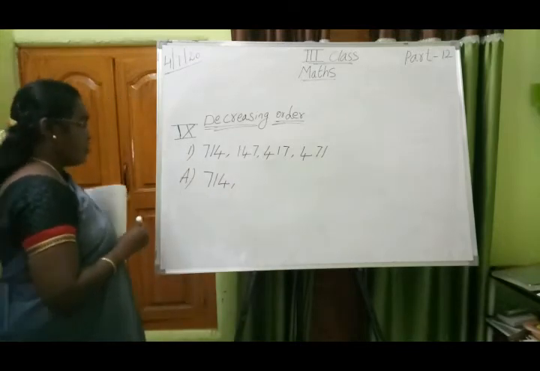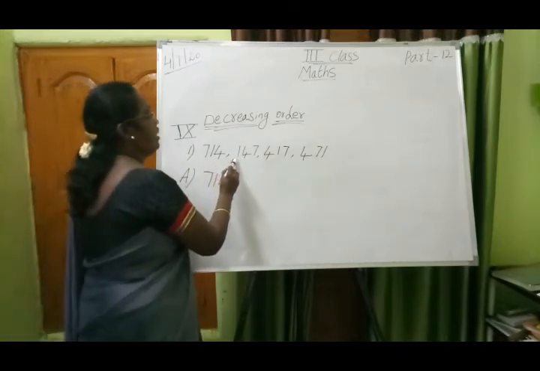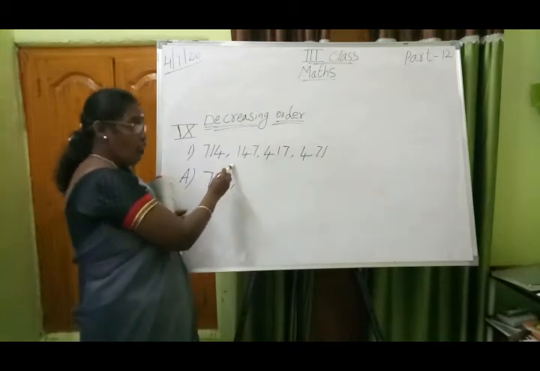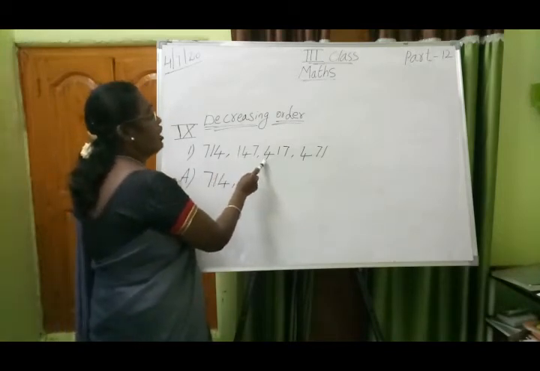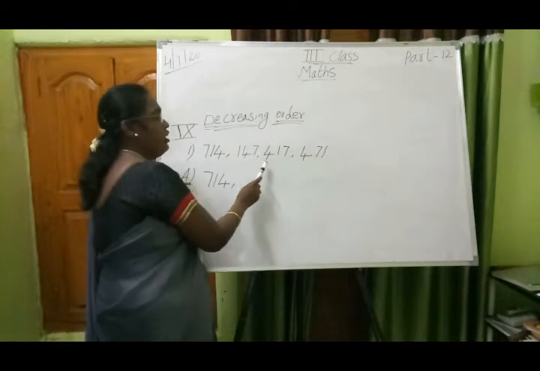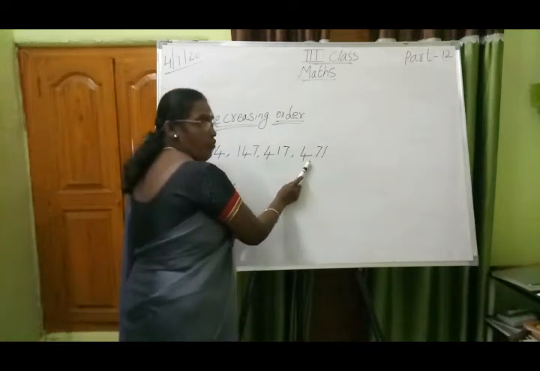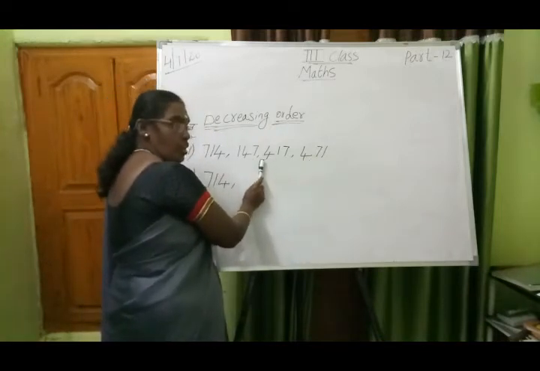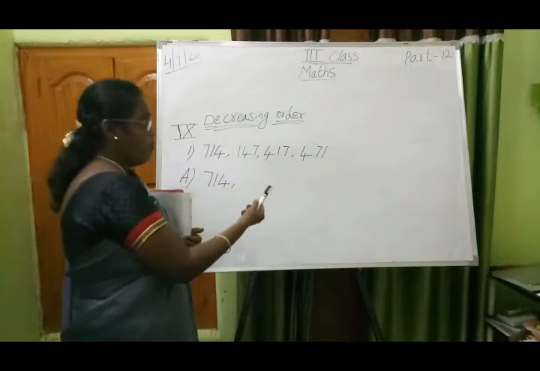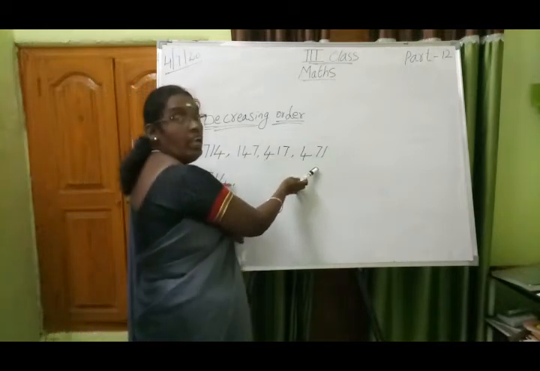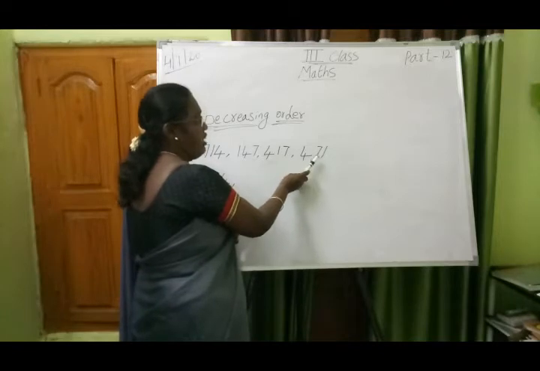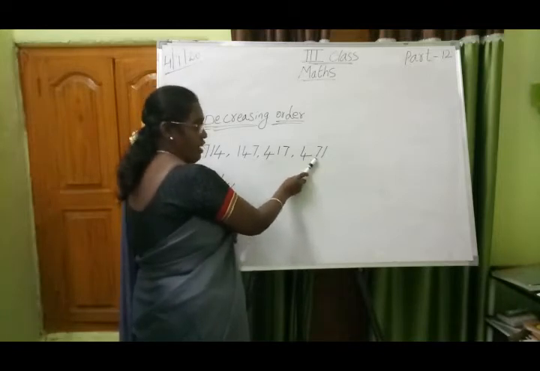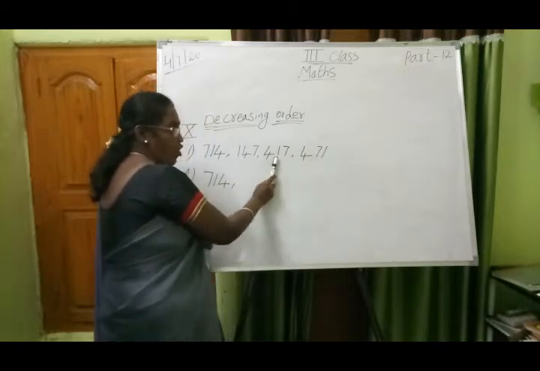The next one, check it, children. 100 is small only, no? Next one was 400, 400 here. In the 100 place, here also 4 and here also 4. So we have to see the next place. Next place is what, children? 10th place. Here 10th place 7 and here 10th place 1.